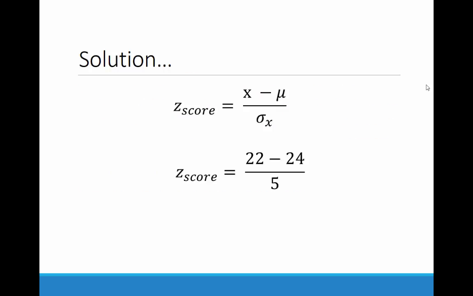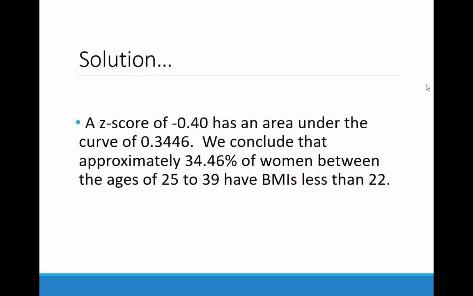22 minus 24 divided by 5 leaves me with a z-score of negative 0.40. We can then interpret this z-score by reading the table. A z-score of negative 0.40 has an area under the curve of approximately 0.3446, meaning that approximately 34.46% of women between the ages of 25 to 39 have BMIs less than 22.